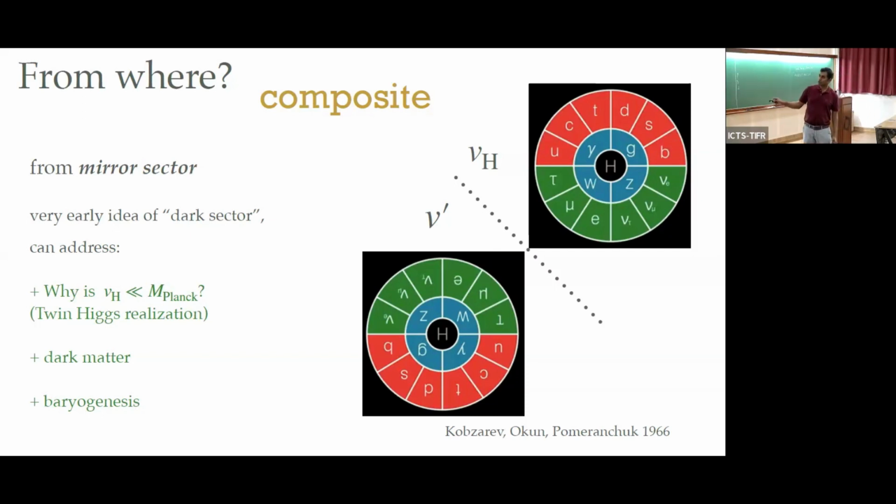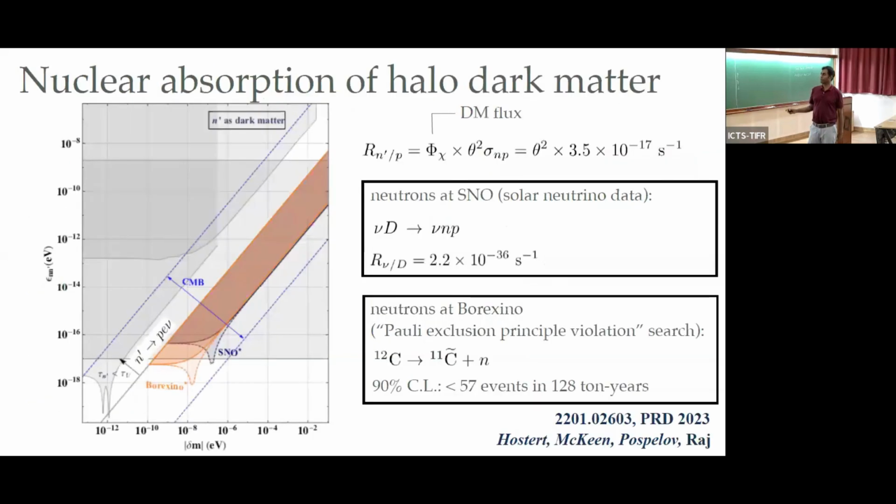But more pertinent to what we are doing here, the neutron in the mirror sector, the mirror neutron, could actually act as the dark matter of the universe. Mirror sectors also feature ubiquitously in baryogenesis mechanisms and so on. So this is just to answer the question of where these dark neutrons could come from. They could come from many places. For now, let's just think of the phenomenology of what happens if we have a dark neutron in the Lagrangian of the universe.